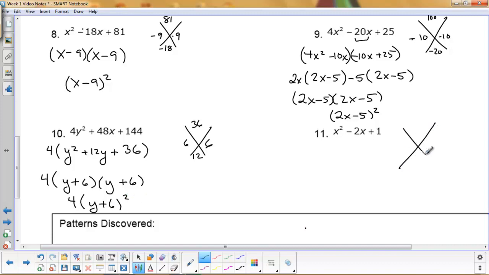This is the exact same problem as the one above, except instead of a plus, it's going to be a minus. So there's our negative ones, and that's x minus 1 times x minus 1.